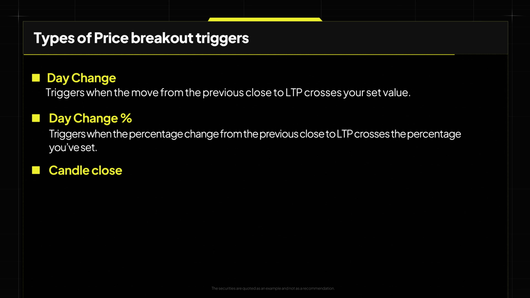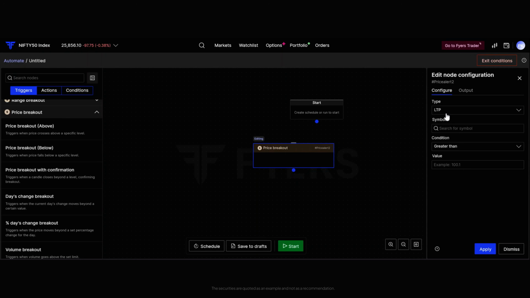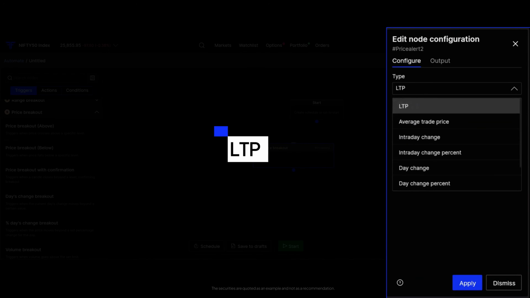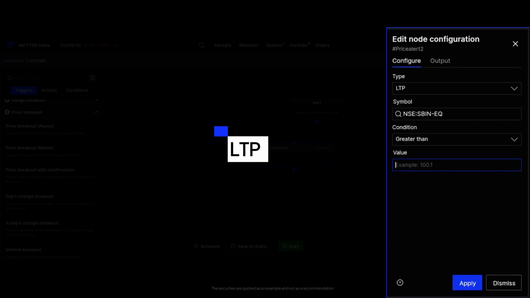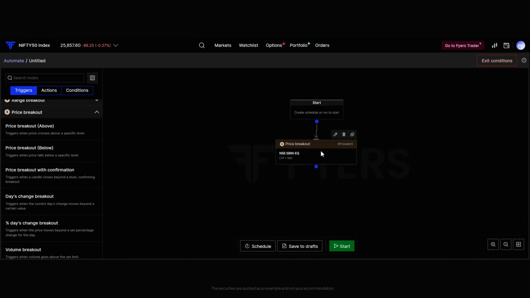Candle close. Triggers when a candle closes above or below your set price on the selected time frame. For example, here we are selecting LTP for State Bank of India greater than 500. In this case, Price Breakout will wait for the symbol to have an LTP greater than 500 in real time.